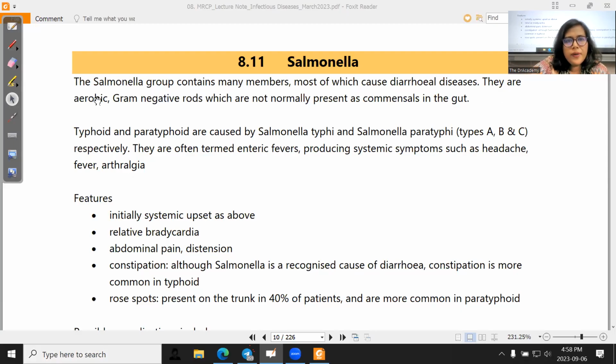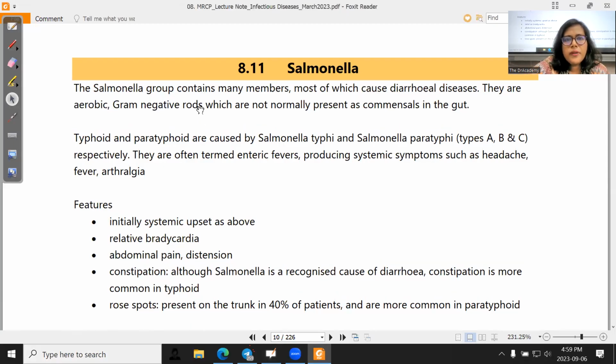So these are aerobic gram-negative rods, which are not normally present as commensals in the gut. This is important information. Sometimes it can come in a true-false statement, because E. coli is a normal commensal in the gut, okay? But Salmonella never is. And most of the gastroenteritis-causing organisms are gram-negative rods, okay?